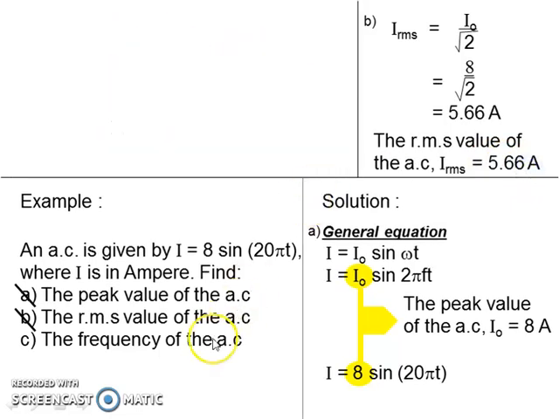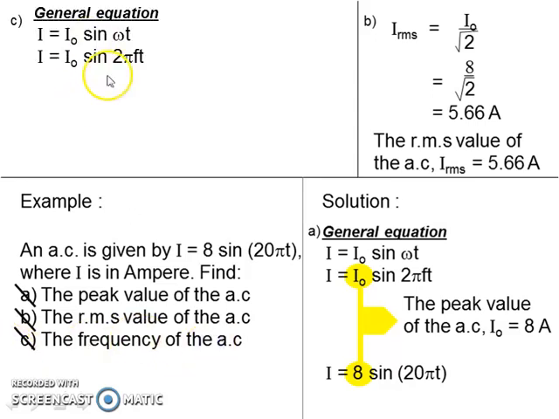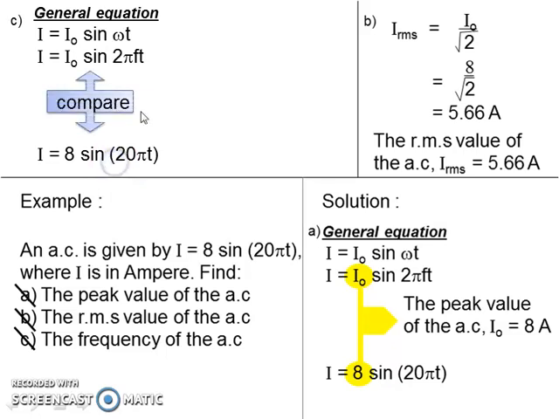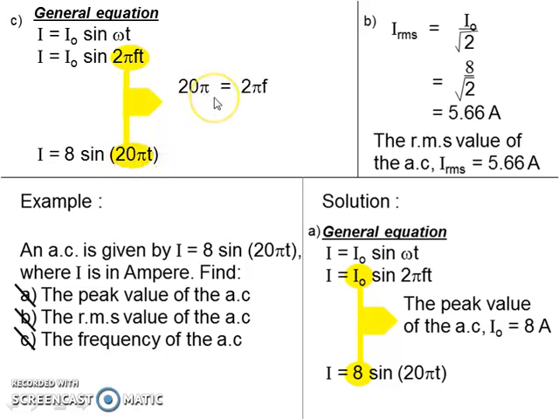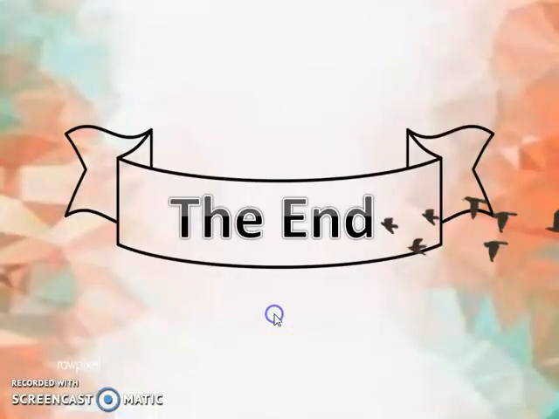And next, the frequency of the AC. Again we compare the general equation I equals I naught sine 2 pi ft with the equation given. 2 pi ft equals 20 pi t. So t cancels out, pi also cancels out, and we get frequency equals 20 over 2. So the answer is 10 Hz, the frequency of the AC. Okay, that's all.